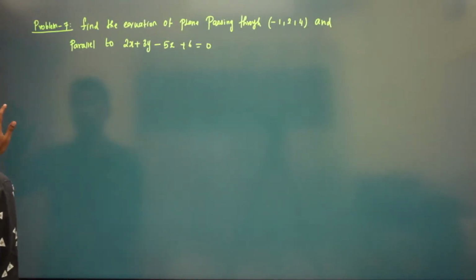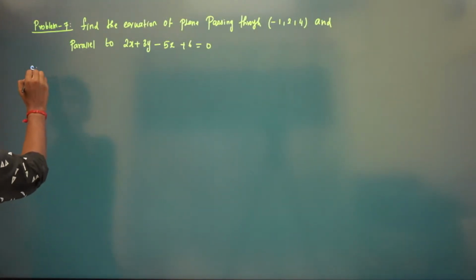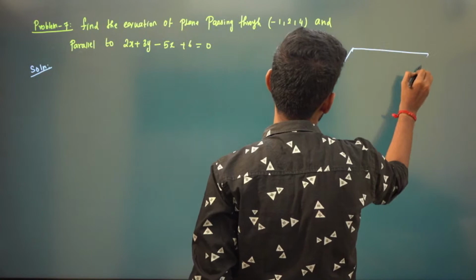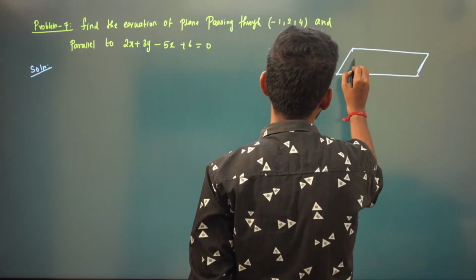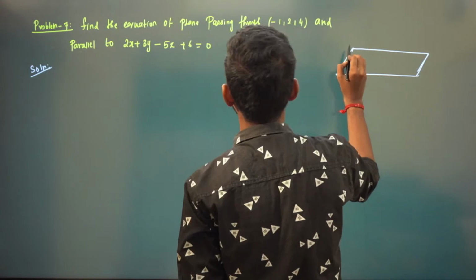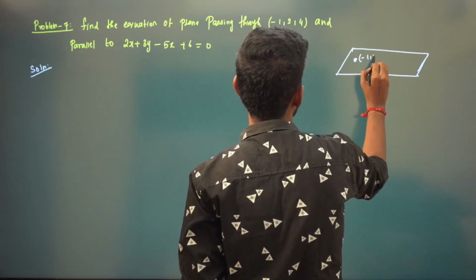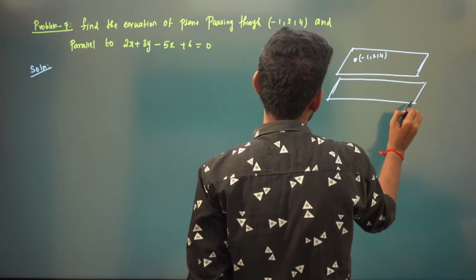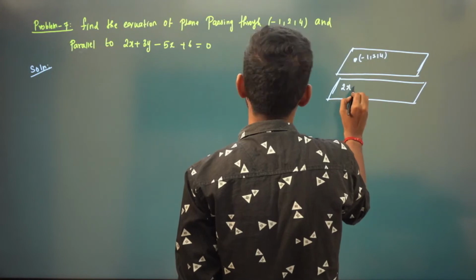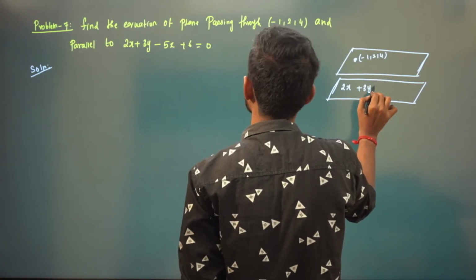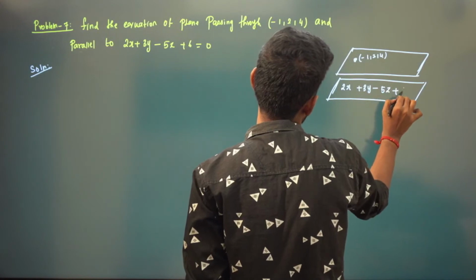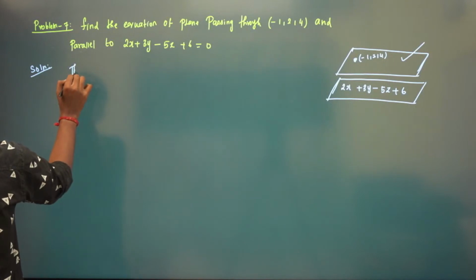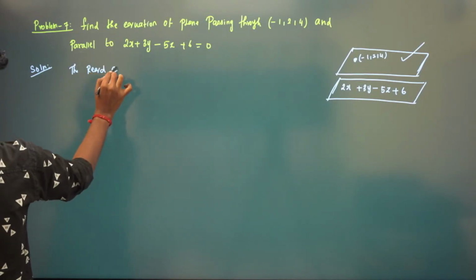So you can see we need to find an equation of plane that has to pass through the point minus 1 comma 2 comma 4, and it has to be parallel to 2x plus 3y minus 5z plus 6. So we need to find this equation. Very simple, right?